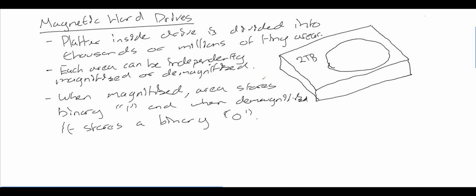binary 0. So there'll be a read-write head that reads the data and writes the data, so it can tell whether an area is magnetized or demagnetized, and thus whether it's representing a 1 or a 0. And it can magnetize or demagnetize areas on the platter. And because magnetism doesn't depend on the device being powered, when the computer is turned off, the data is preserved, which is why it works as a secondary storage device, because it's non-volatile storage.